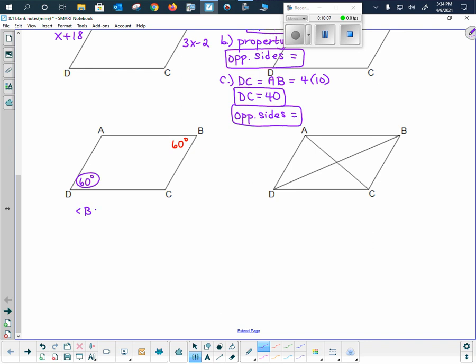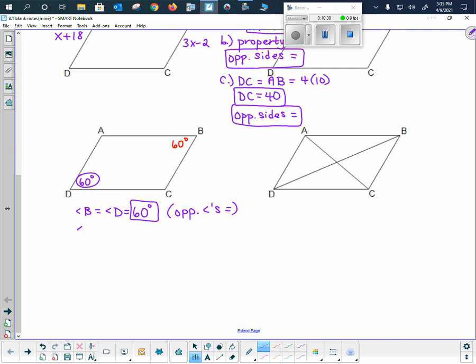So I guess the first thing is, what's angle B? Well, angle B you would have said is the same as angle D, and it equals 60 degrees. Property behind it is because opposite angles are equal. Okay, so just keep in the habit of writing that for yourself.